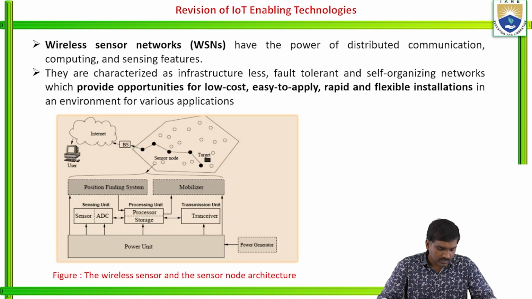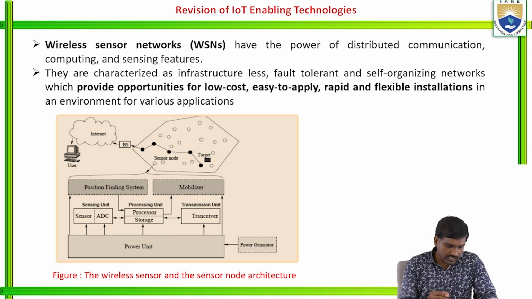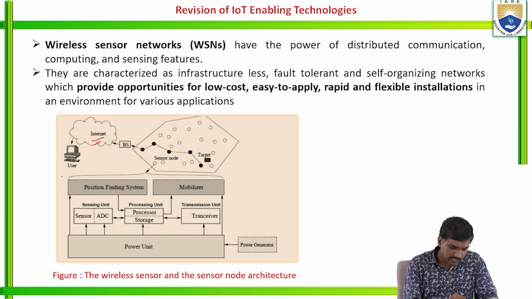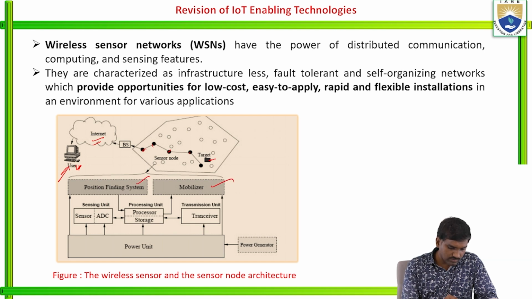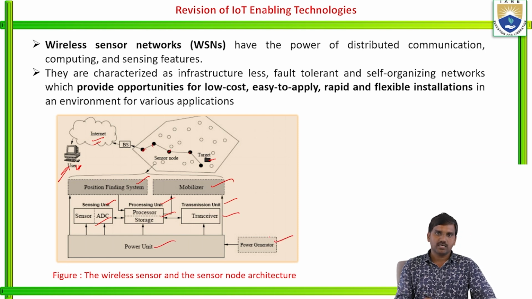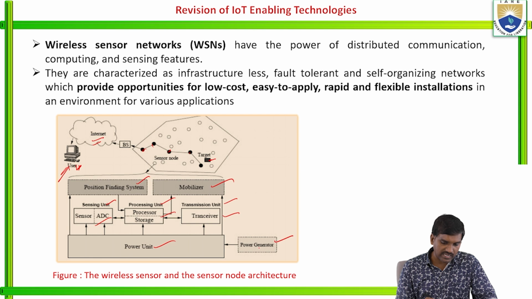Here is the diagram of the wireless sensor network and the sensor node architecture. This is the internet point, this is the user, and sensor nodes are available at different points. This is the target. The main block diagram contains the position finding system and mobilizer. Under the position finding system, we use the sensing unit, processing unit, and transmission unit: transceiver, processing and storage, sensor, ADC, and power unit or power generator. So this is the diagram of a wireless sensor network.